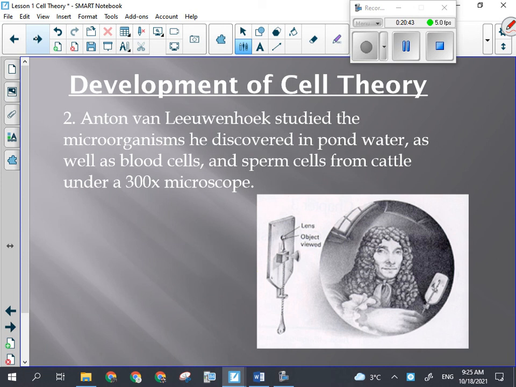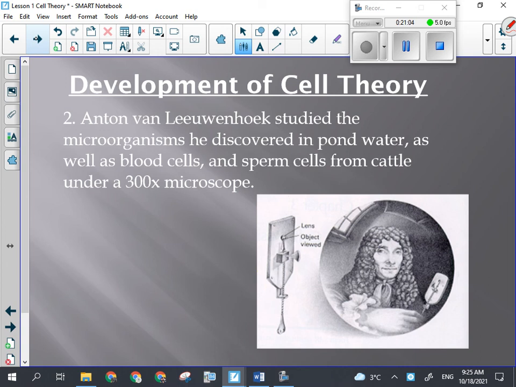'Cause I don't want to know. But yeah, he was looking at all kinds of things, and he was the first person to view living cells. He was the first person to watch cells divide and understand how that process worked. Things like that. So that was pretty important, understanding that cells are not empty, not static. They're very dynamic. They're changing all the time.